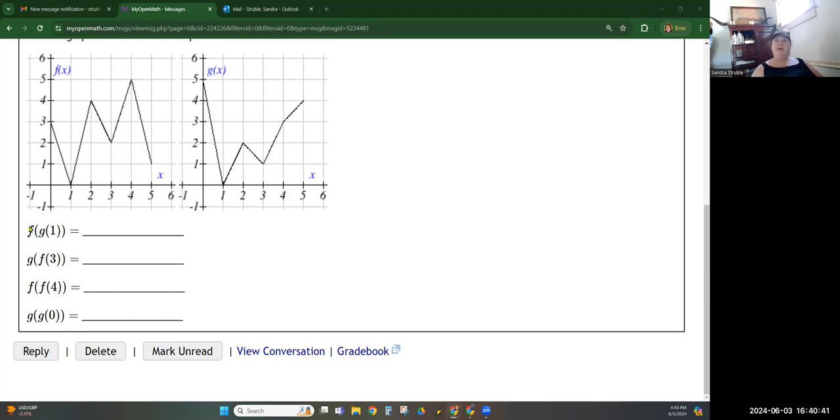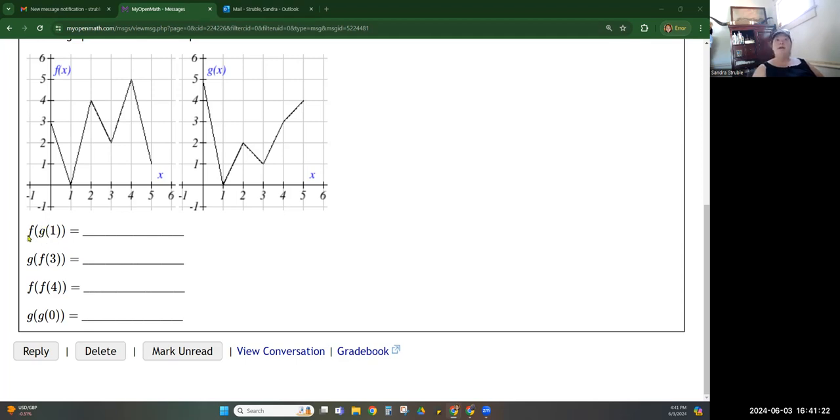Looking at F of G of 1, this means, first of all, we start off with the inner piece first. So we have to start off with G of 1. This means when X equals 1, what is G? So we need to go to the G graph to see where X is 1. Well, this line is X, and here X is 1. What is G at this point? Well, G is 0, because it's where the Y is. So if G of 1 is 0, we replace G of 1 with 0.